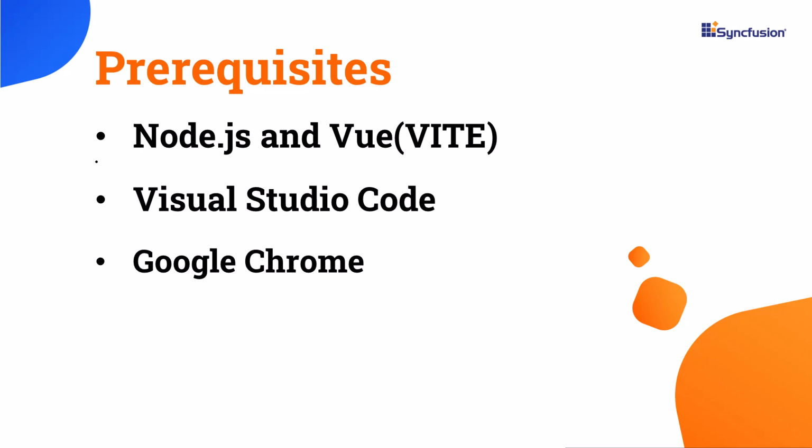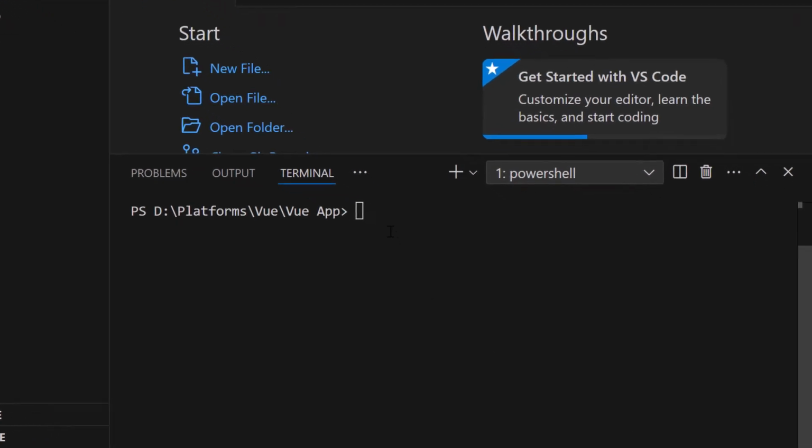Before proceeding, make sure you have installed the latest versions of Vue and Node.js. I will use Visual Studio Code as my editor and show the output in the Chrome browser. To create a project in Vue, open Visual Studio Code and type the command npm create vite@latest.